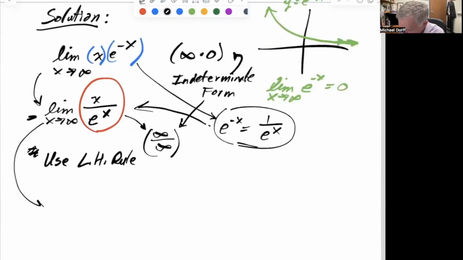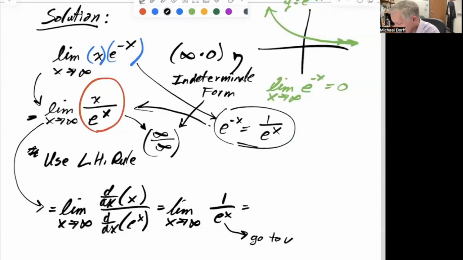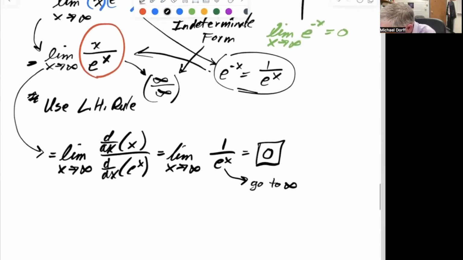And so this is going to equal the limit as x goes to infinity of the derivative of the top over the derivative of the denominator. And what's that going to equal then? So we get the limit as x goes to infinity. The derivative of the top is 1. The derivative of e to the x is just e to the x. And then what happens to e to the x as x goes to infinity? That's going to be really, really large. So this is going to go to infinity. And so if you have 1 over something that's really, really large, that's going to equal 0. And that's my answer for this one. We're going to get 0 there.